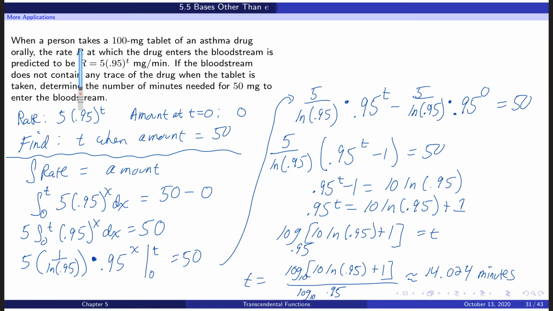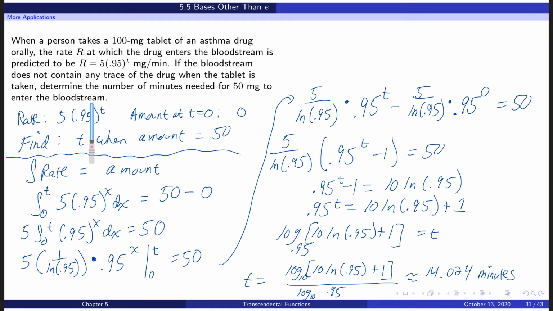Second word problem. When a person takes a 100 milligram tablet of an asthma drug, the rate at which the drug enters the bloodstream is predicted to be this. So this is an exponential function that's a rate. And again, anytime you are given a rate function, you should be thinking about the net change theorem, because the antiderivative of a rate is an amount. If the bloodstream does not contain any trace of the drug when the tablet is taken, determine the number of minutes needed for 50 milligrams to enter the bloodstream.